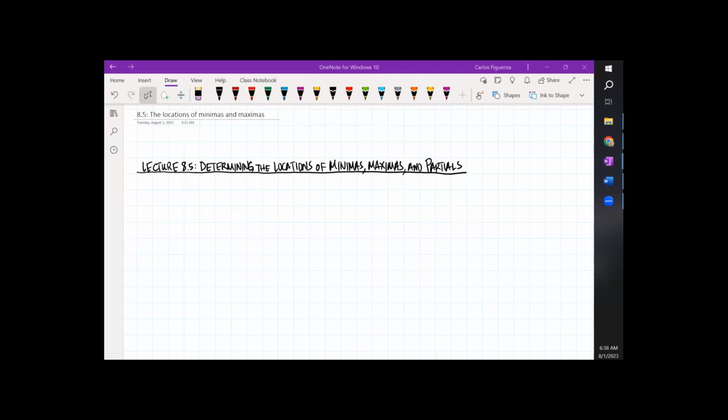Lecture 8.5, determining the locations of minimas, maximas, and partial maximas.